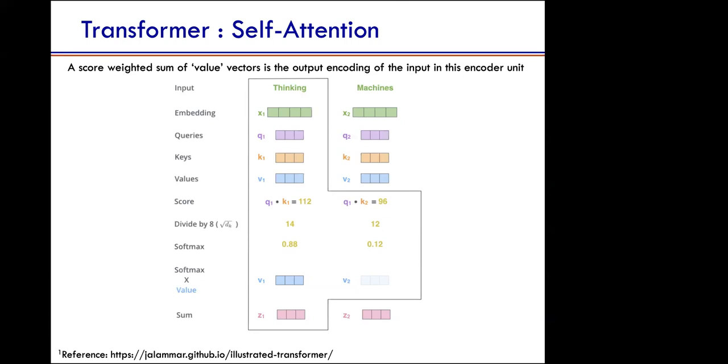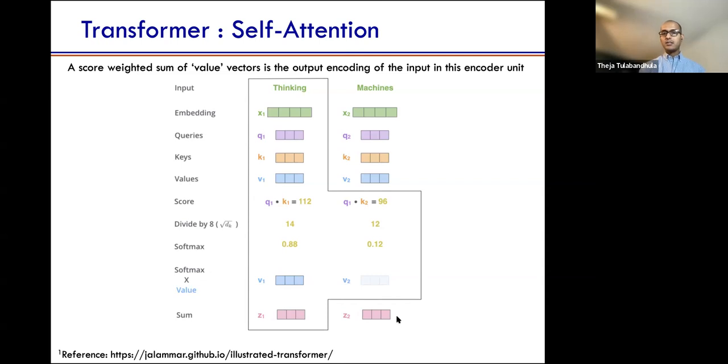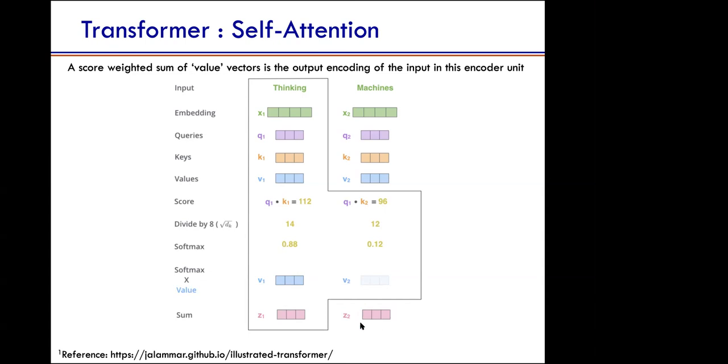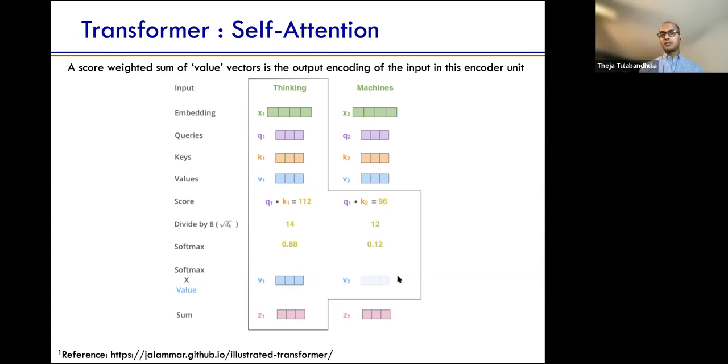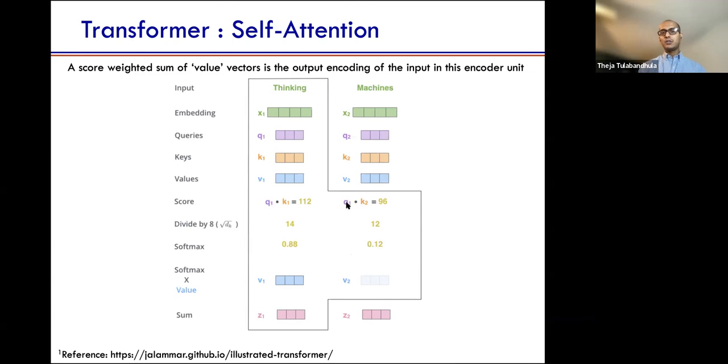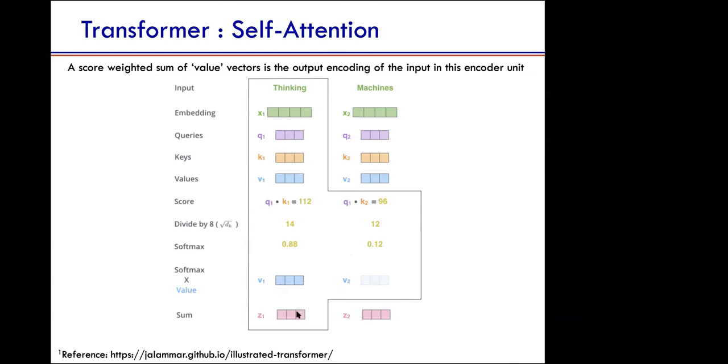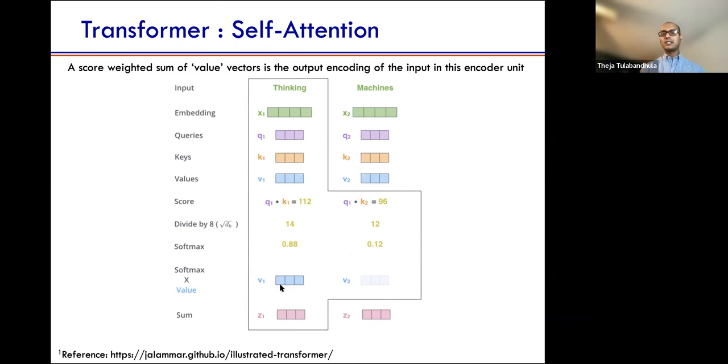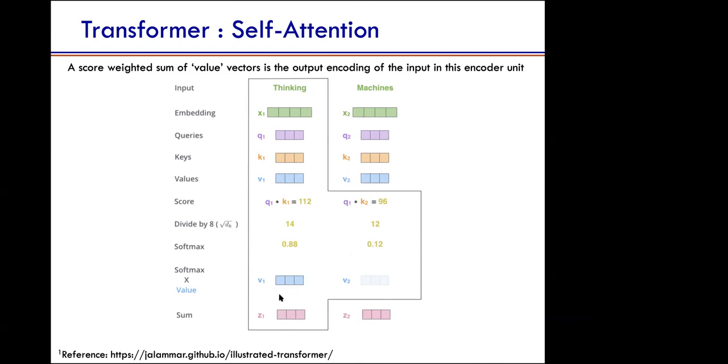Professor, how are these Z1, Z2 or corresponding vectors? Is there any relation between them? Between Z1 and Z2? So Z1 is produced using a weighted combination of V1 and V2. Similarly, Z2 is also produced based on a weighted combination of V1 and V2. But those weights are going to be different, right? Remember, these weights 0.88 and 0.12 were obtained by multiplying Q1 with K1 and Q1 with K2. A different set of weights will be produced when you use Q2 times K1 and Q2 times K2. And then Z1 and Z2 are just like a weighted average of these value vectors.